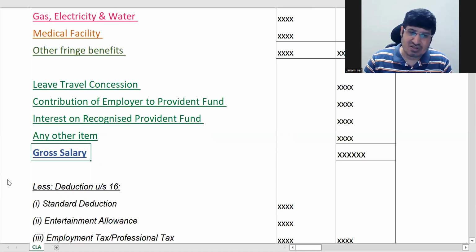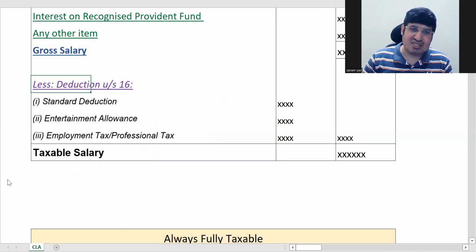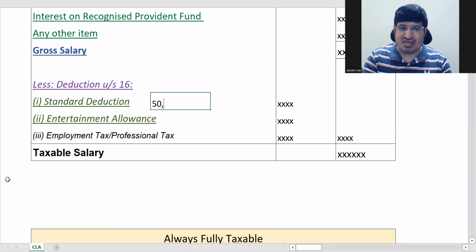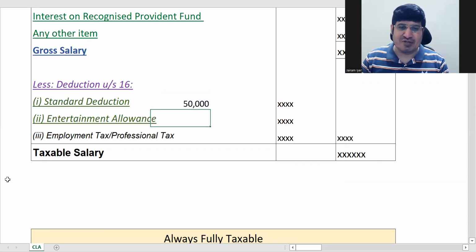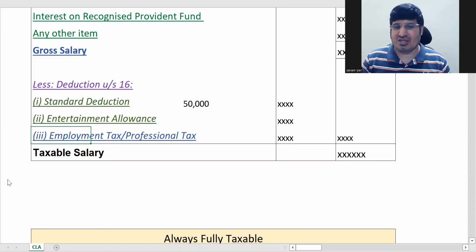Add all this, you'll get your gross salary, and then you have got three deductions from salary. Three deductions. One is called standard deduction, then entertainment allowance. Standard deduction is 50,000. Okay, up to 50,000 deduction you get. Then entertainment allowance, we'll see that, and then professional tax. Okay, these three are the deductions. After this, you get taxable salary. Okay, this is what is your taxable salary.